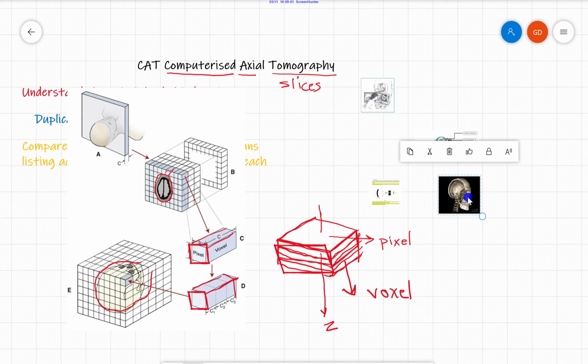So we can see that this is just a slice over a slice over a slice, and at the end the computer will build up this three-dimensional image. Understand?